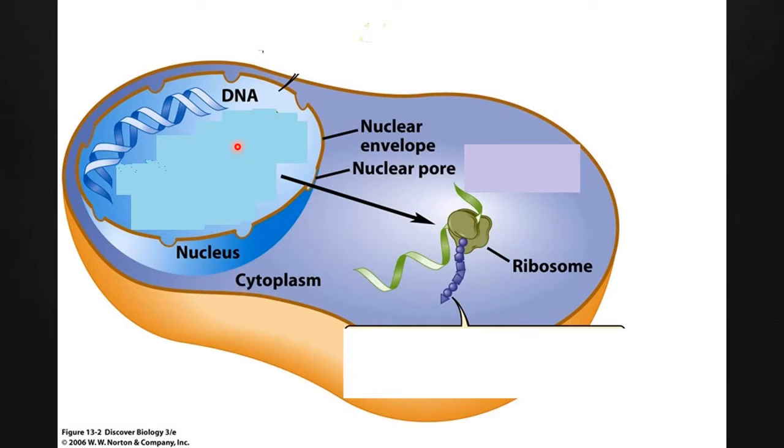Here we see the DNA. The DNA is inside of the nucleus. The DNA is too big to fit through these little nuclear pores. And here is the ribosome. So the first problem is, how do we get the information from a single DNA gene out of the nucleus and to the ribosome, so the ribosome can have the instructions to make a specific protein?